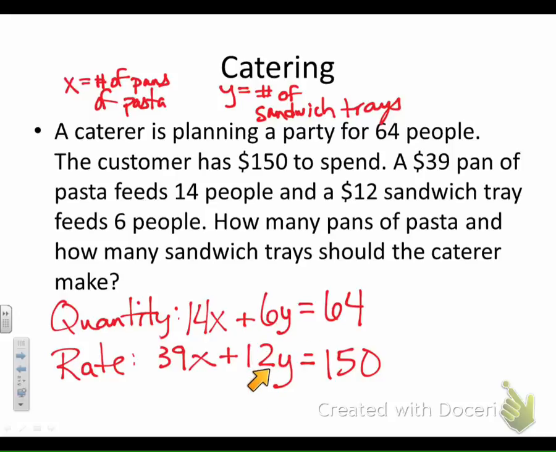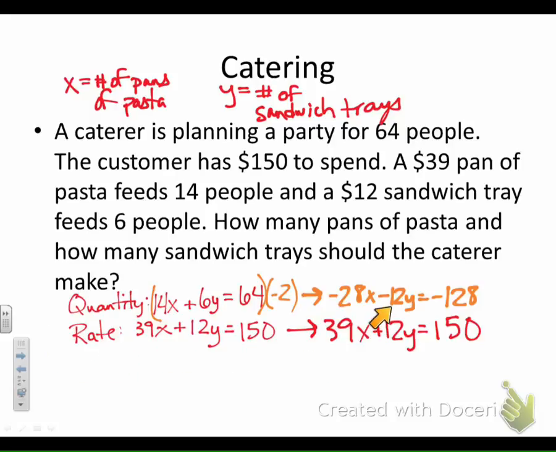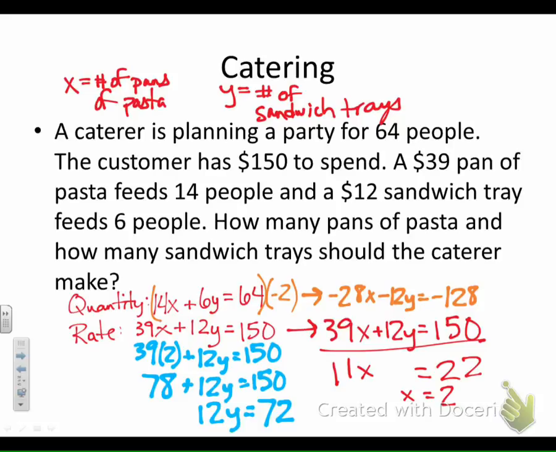Now you can try to use substitution or elimination. I'm going to choose elimination of the y's. Multiply the first equation by -2. Second equation stays the same, and I'm going to eliminate those y terms. So x is equal to 2. So that means we are supposed to have 2 pans of pasta. Using that second equation, since it's clean, I'm going to take 39 times 2, add it to 12y, equal to 150, and solve for y. We get y being 6.